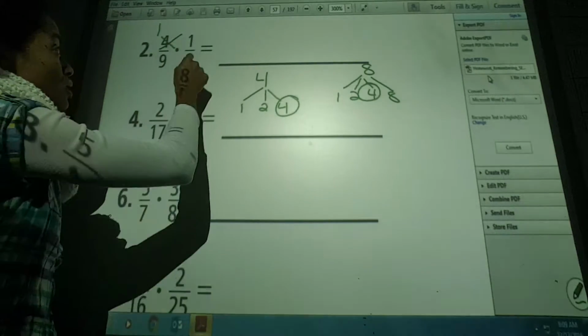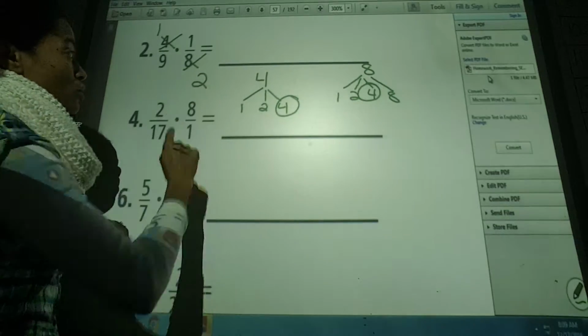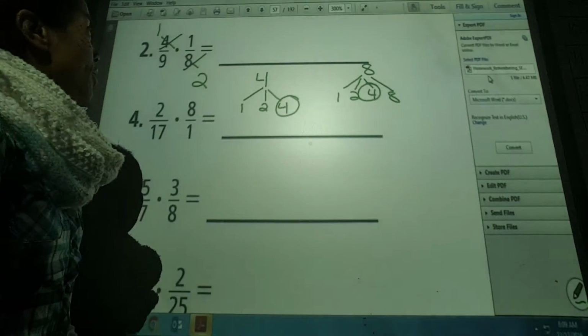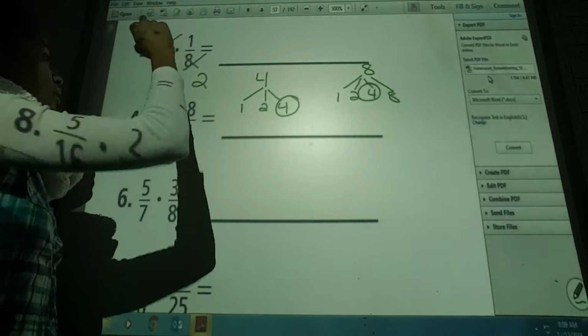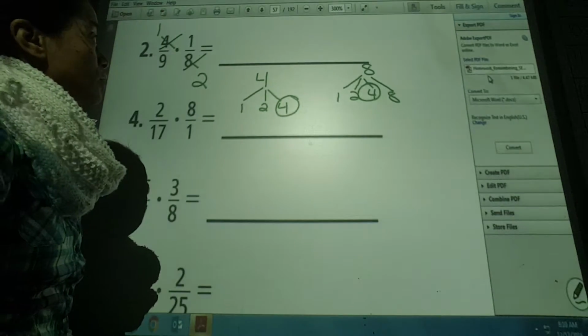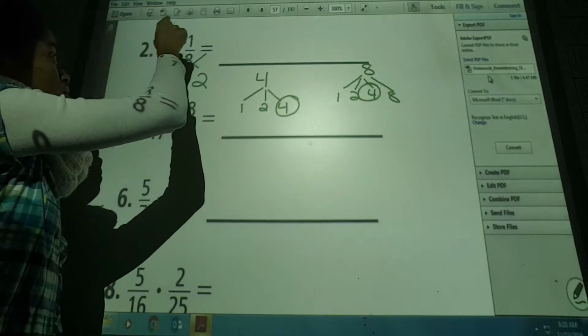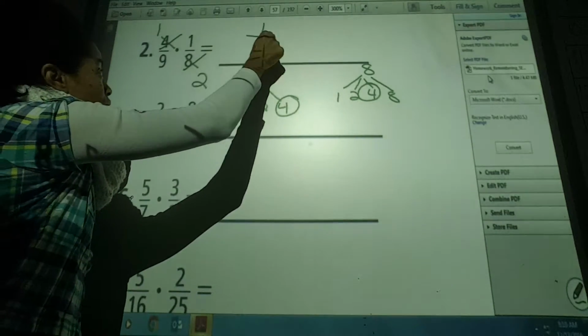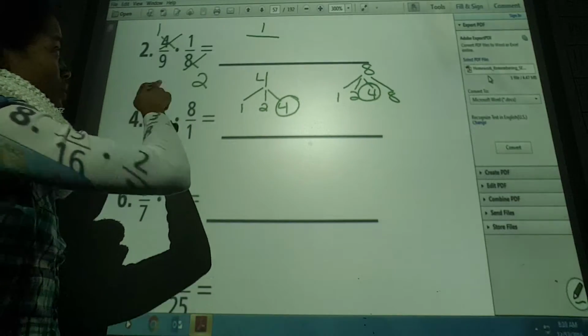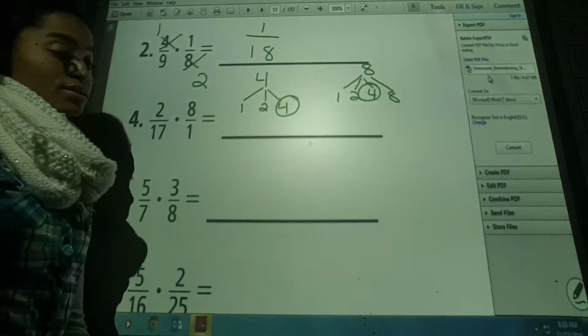That's the quotient. The answer to 8 divided by 4 is 2. That's the quotient. Then I do the rest. Now 1 and 9, you'll notice they don't have a common factor, so you leave them as such. So multiply my numerators. 1 times 1 is 1. Then I multiply my denominators. 9 times 2 is 18.